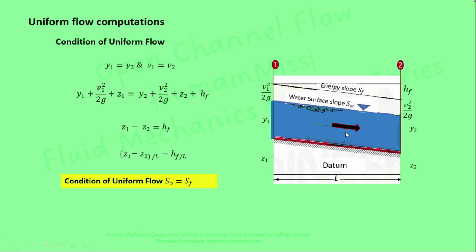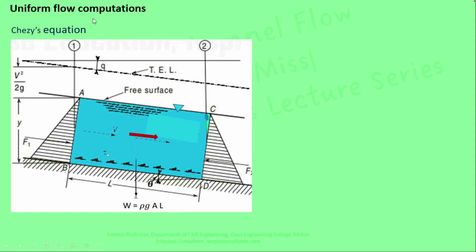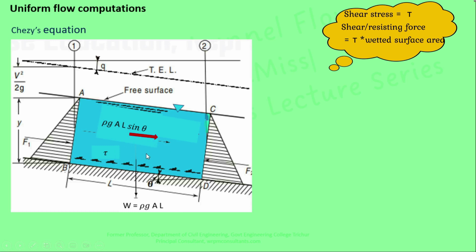So uniform flow occurs when the resisting force is balanced by the weight component in the flow direction. In this section, we are going to discuss the uniform flow equations. There are a number of equations available, among which we are discussing this equation. The figure represents the flow segment of an open channel between the two sections 1 and 2. Theta is the bed slope. The weight of this flow segment ABCD, acting downward, is equal to rho g into AL, where A is the area of the flow section and L is the length of the segment. The weight component in the direction of the flow is rho g AL into sin theta. This weight component is resisted by the resisting force due to the surface roughness, which acts in the opposite direction.